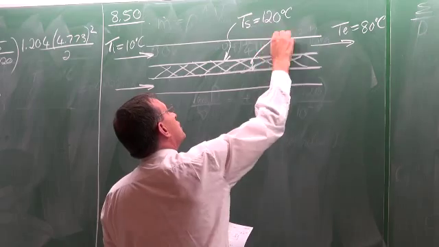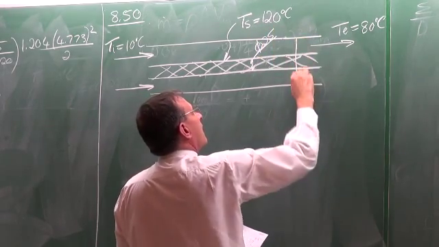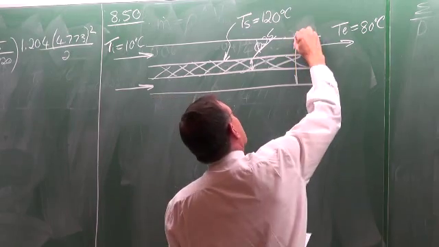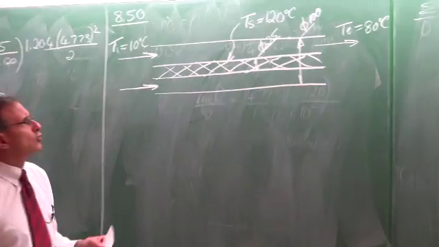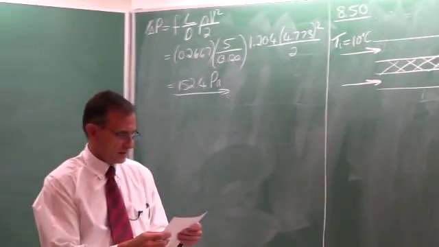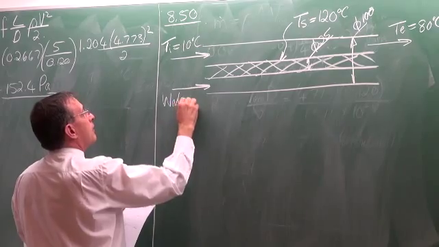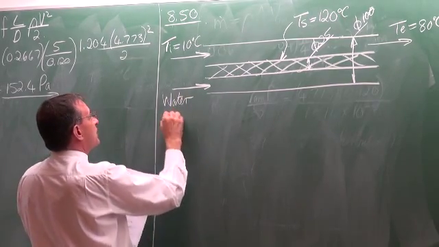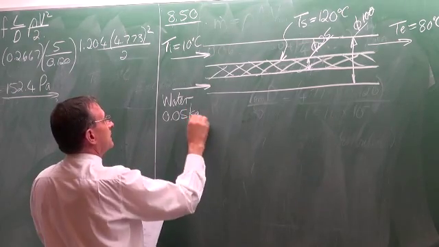This inner tube diameter is 25 millimeters and the outer diameter is 100 millimeters, and it is water flowing through it, and the mass flow rate of the water is equal to 0.05 kilograms per second.